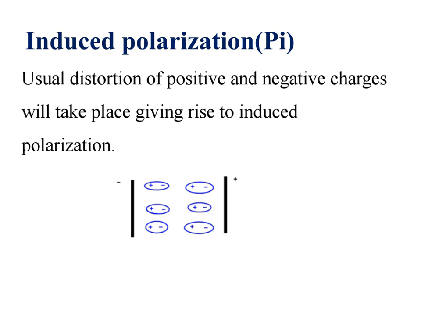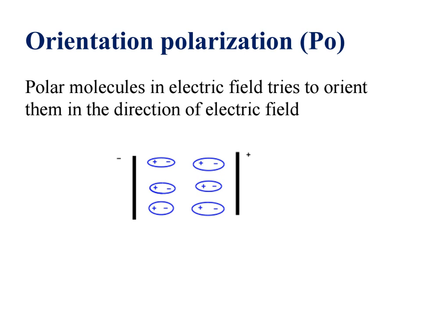And I have said the molecule is a permanent dipole moment molecule which is having two poles, positive and negative, and the molecules are oriented in this fashion. The positive pole is towards the negative plate and negative pole towards the positive plate in this direction, and this we call induced polarization in the polar molecule. Next we are moving into orientation polarization.